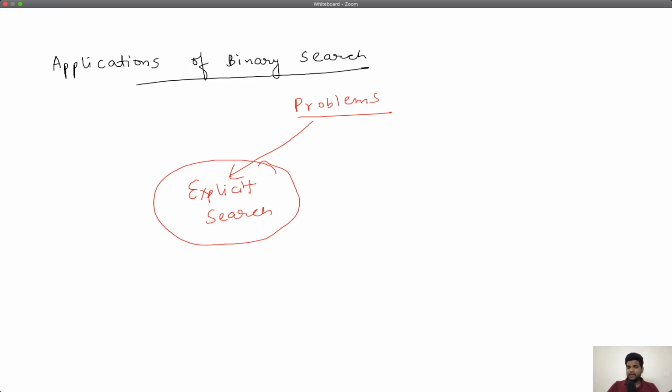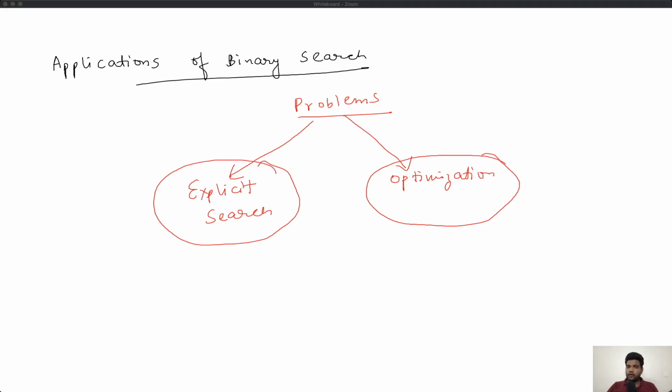And the second category of problems, which is a little more non-intuitive than the first, are optimization problems that can be solved using binary search. So those problems we will start looking at them. But typically, if you have to minimize or maximize a certain quantity under certain constraints, then also you can use binary search. And we will look at a class of problems of that type as well. So broadly, these are the two categories of problems where you can apply binary search.